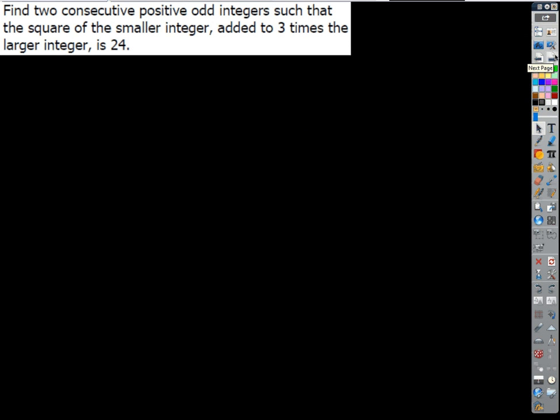Let's try another one. My two consecutive odd is that three times the larger. Oh, these ones are confusing. I feel like drawing a number line for these.